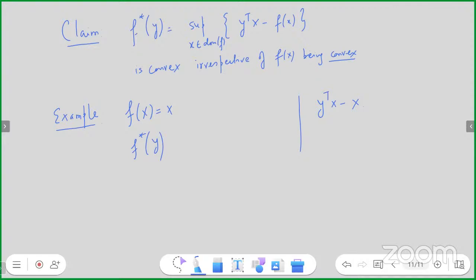What kind of function is y transpose x minus x? It's linear. Yes, but due to boundedness, it's not bounded. So that'll be infinity. So what bounds do I need to put? If I don't put any bounds, I do nothing. What is my f star of y? Then what's the next best thing I can do? If I didn't want this weird answer, is it at all possible to control it?